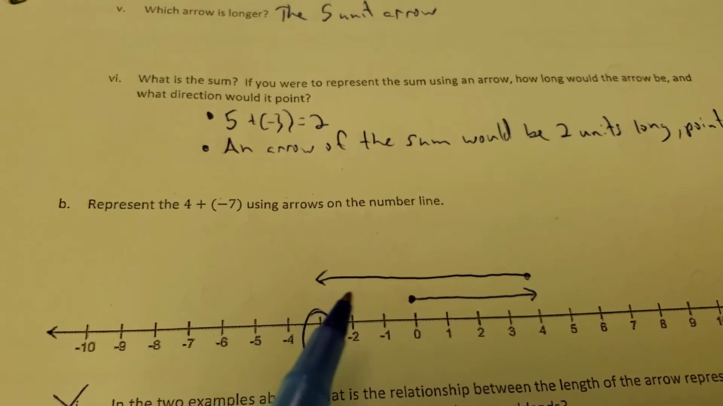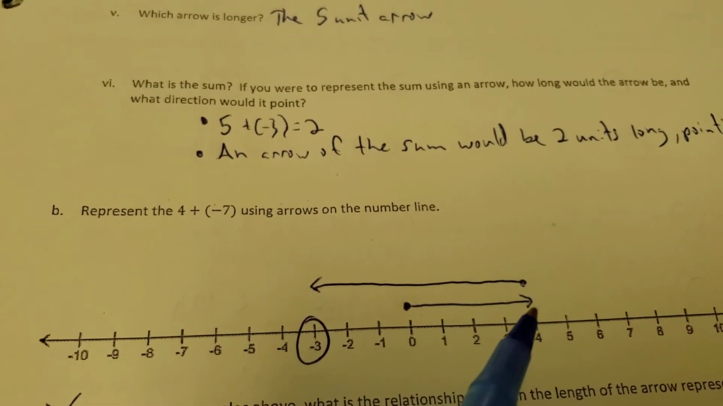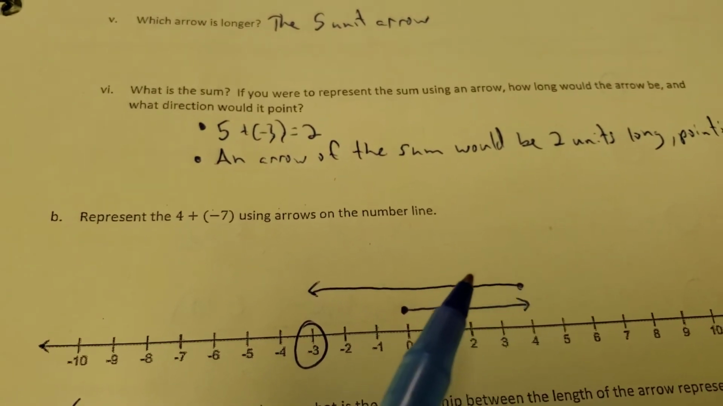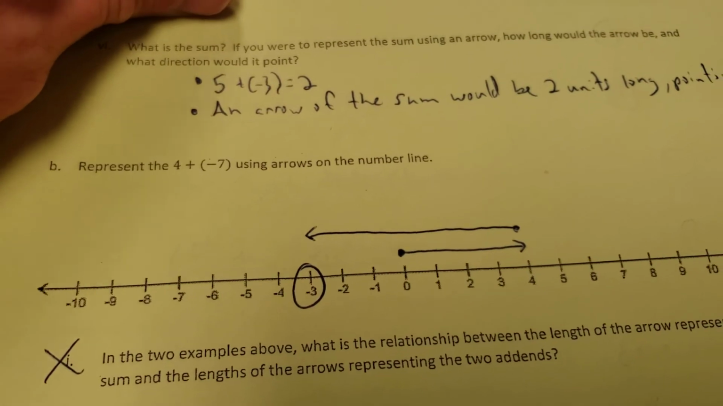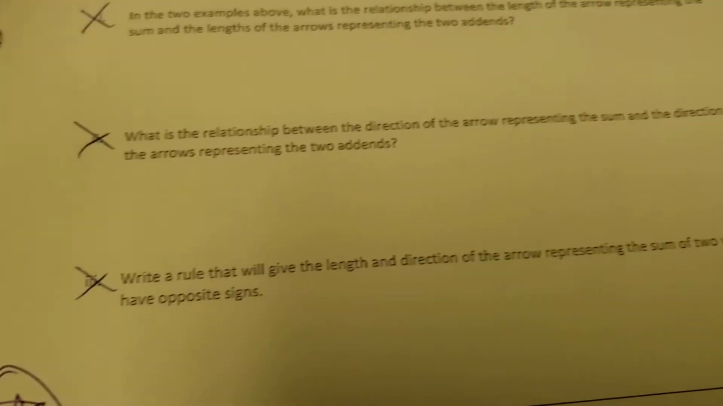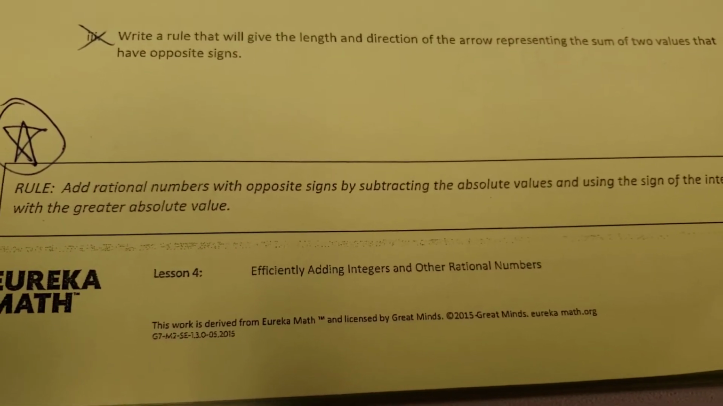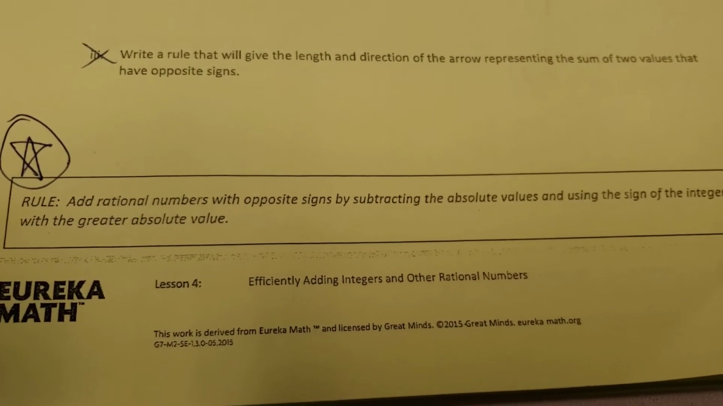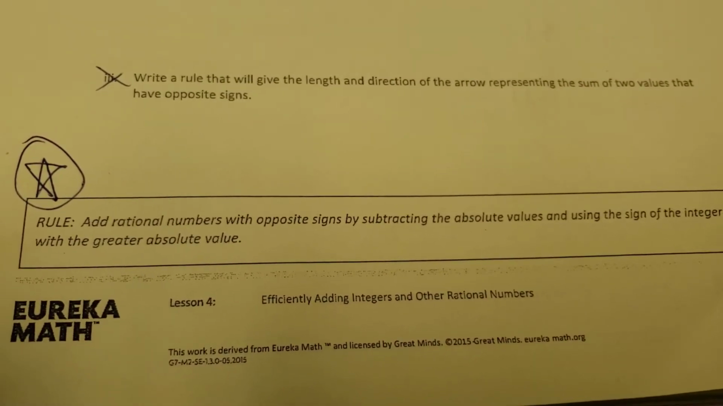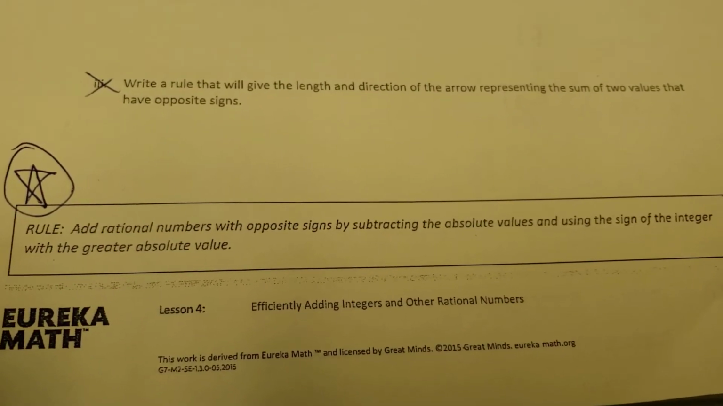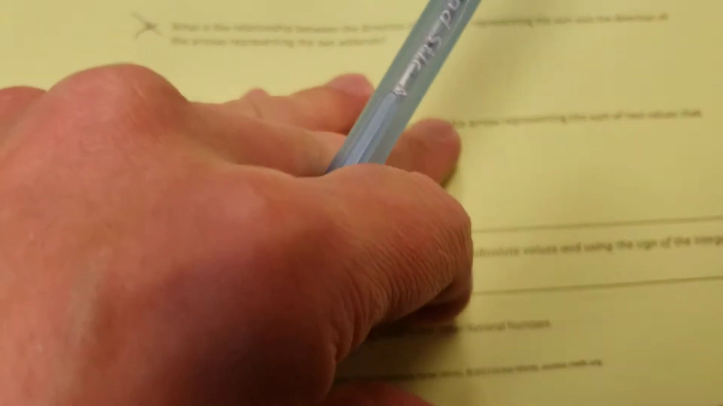How about 4 plus -7? Well, start my arrow at 0, move right 4, go up a tiny bit, and now go left 7, takes me to a -3. All right, so we can use the number lines for those. So our rule here: add rational numbers with opposite signs by subtracting the absolute values and using the sign of the number with the greater absolute value. What's that mean? Well, we'll take a look at what that means with some actual examples now.